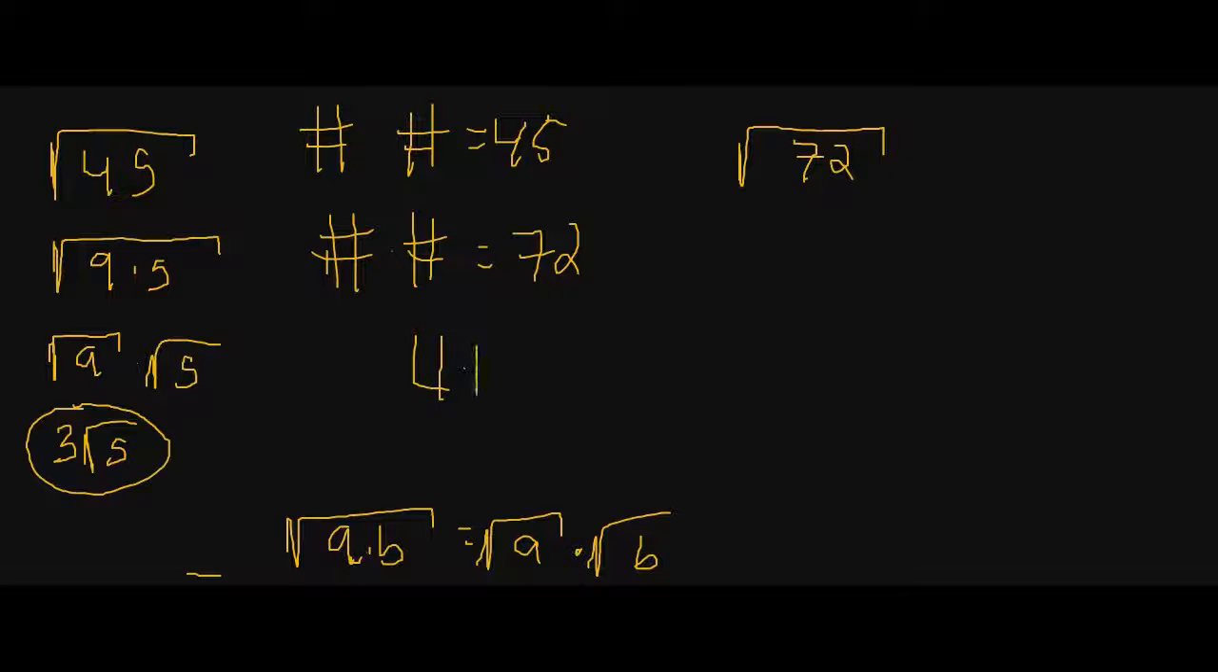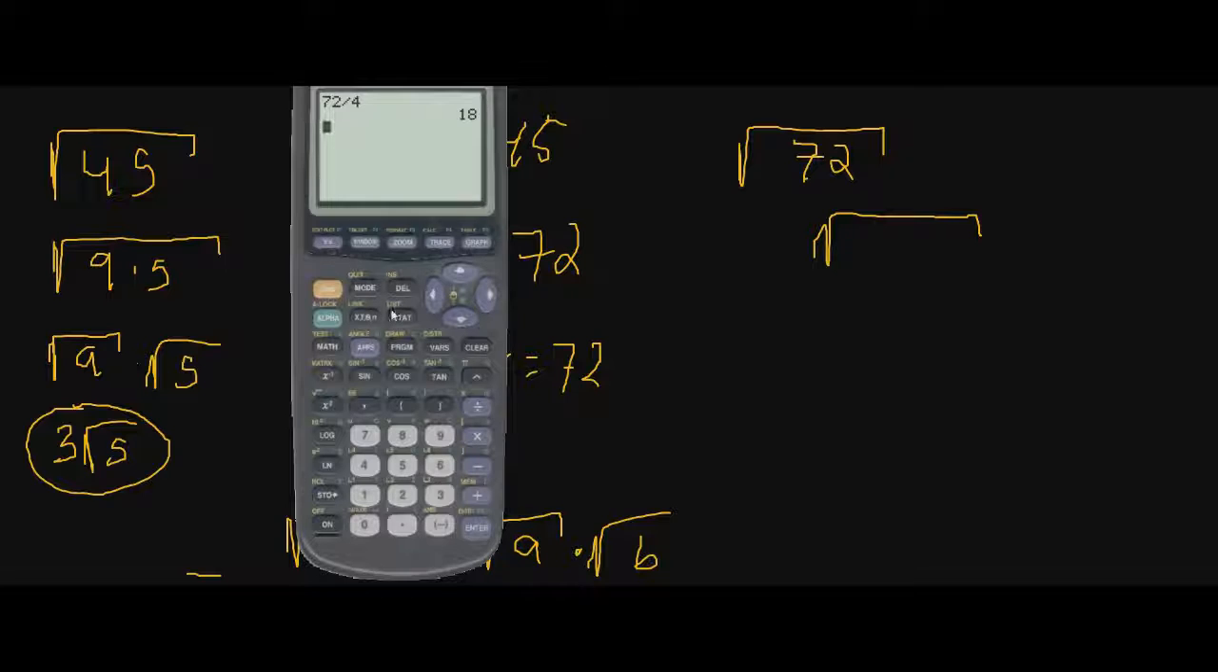We know 4 times 18 gives me 72. The reason I'm not going to put it under the radical yet is because I want to keep going and see if there's a bigger perfect square. The bigger the perfect square, the better, because I'm thinking that 18 can probably be reduced even further. So I'm just going to keep going.